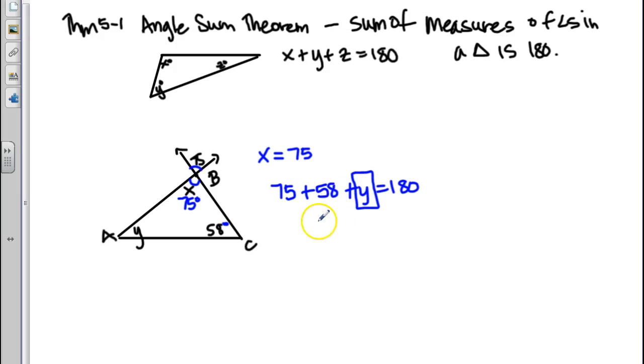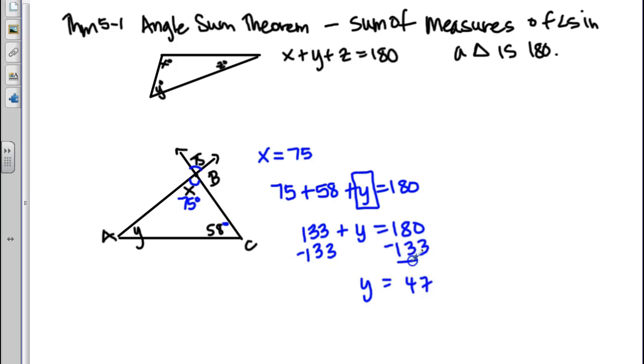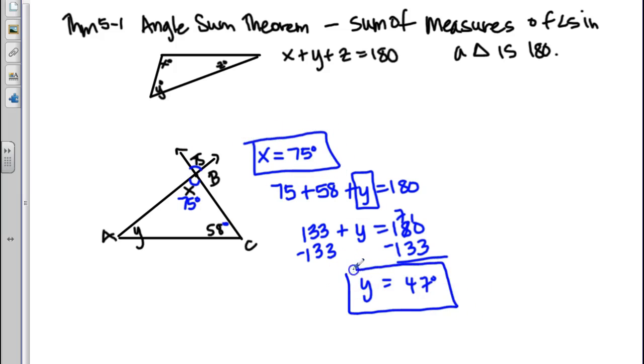I will add 75 and 58, which is 133, plus y equals 180. So I need what adds to 133 to give me 180? I can use a calculator for that, subtracting 133 from both sides, or you can just do it in your head. When I subtract those, I'm borrowing here, so that's 47 degrees for angle y. So y is 47 degrees, x is 75 degrees. We have solved for the two variables that we were asked to solve for.